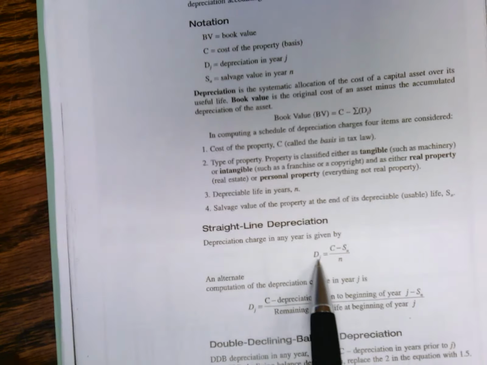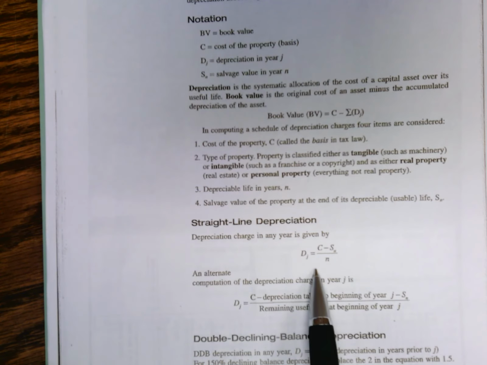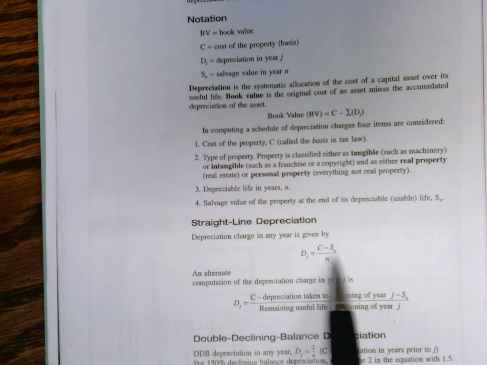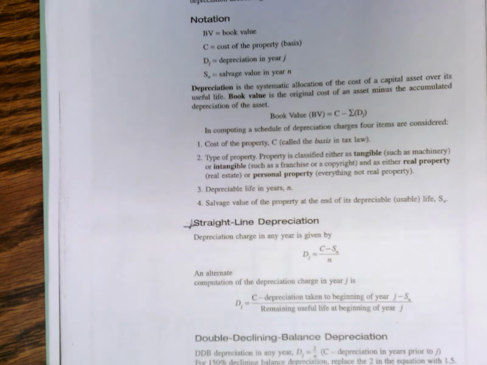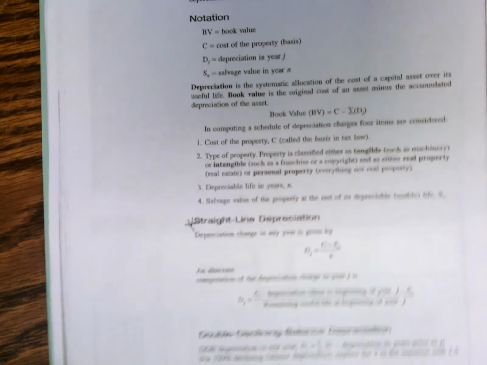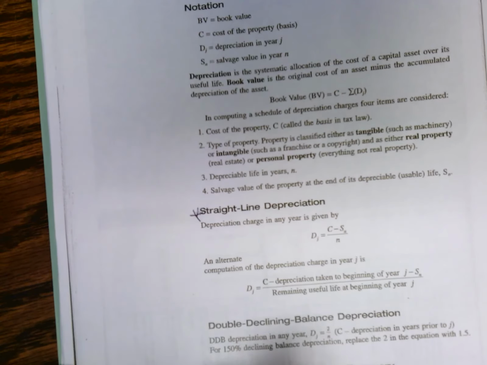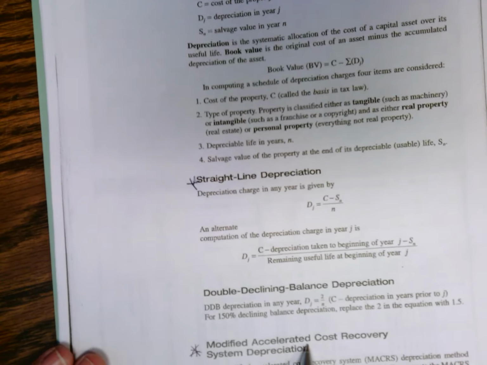And here's the formula that we just went over. Here's the formula to compute straight line depreciation. Depreciation expense in any year equals cost minus salvage value, divided by the asset's estimated useful life in number of years. So I want you to know straight line depreciation as one. Then the other one I want you definitely to know is modified accelerated cost recovery system.